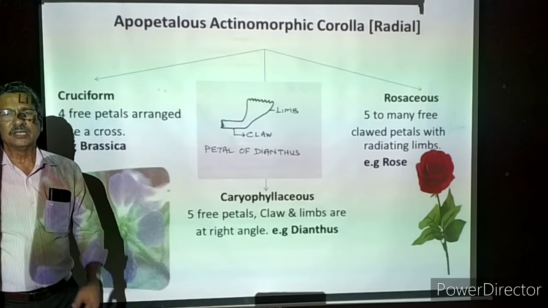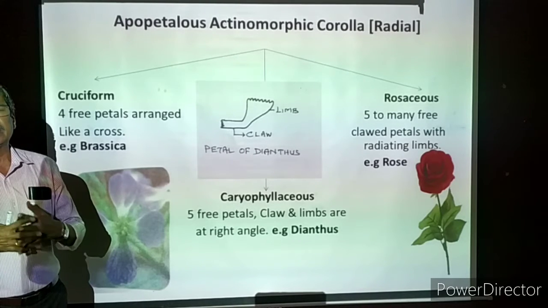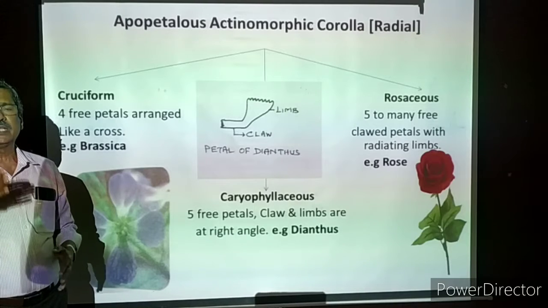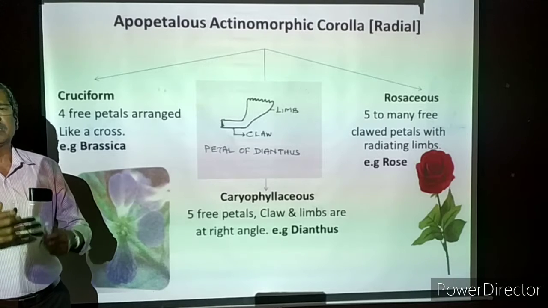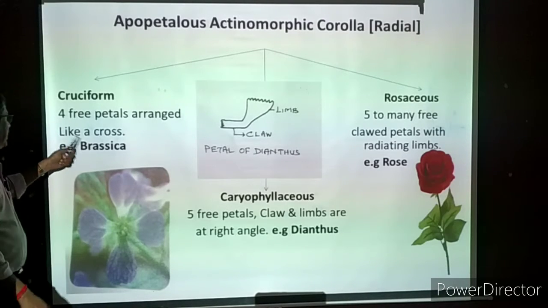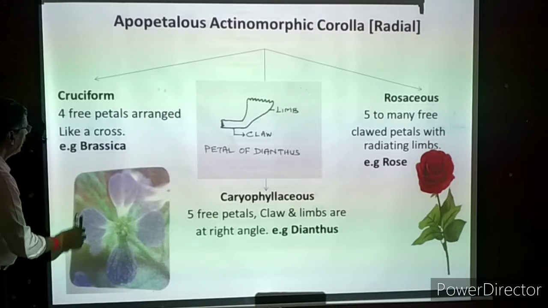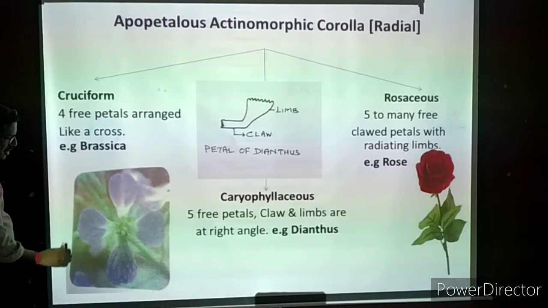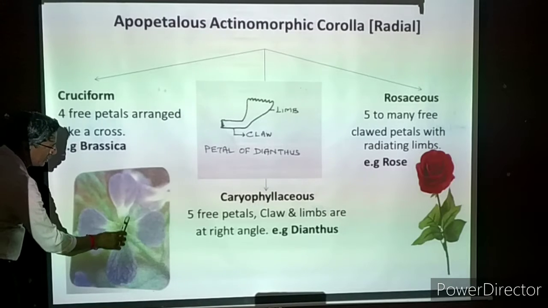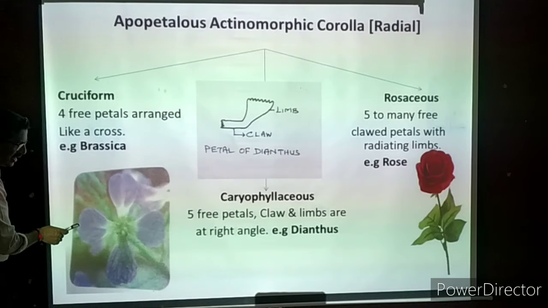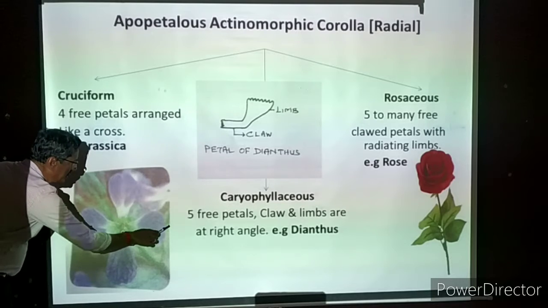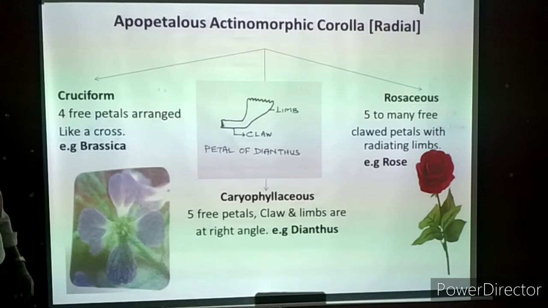The cross is very often used in Christianity, the wooden cross where Jesus was crucified. That is a cross, meaning plus-like. Example, Brassica. Take this: four petals are there in the corolla, all free from each other. You see that two are arranged horizontally and two vertically, appearing like a cross, crucifer. That is called cruciform. Okay, this is the first one.